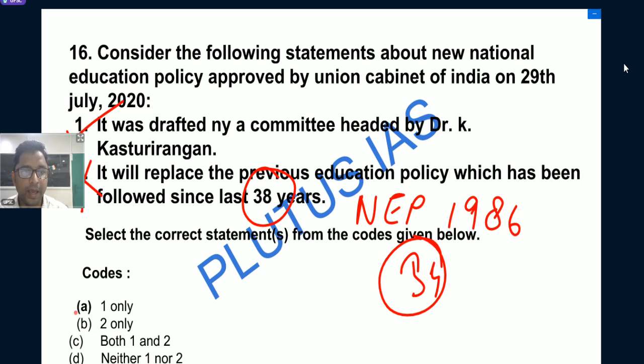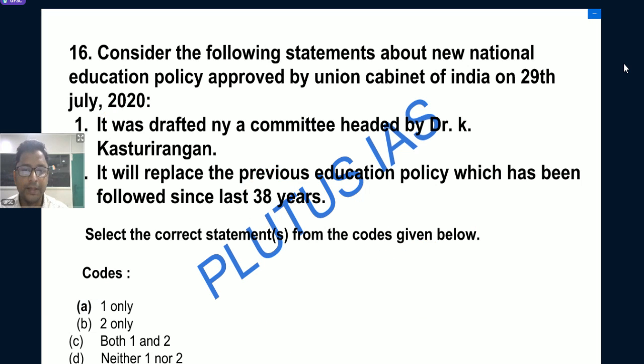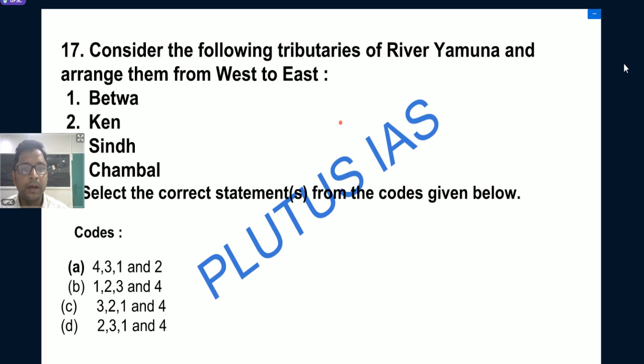That means this statement is wrong, so statement number A is correct. The answer becomes A. Question 16. Then the next question is, consider the following tributaries of river Yamuna and arrange them from west to east.